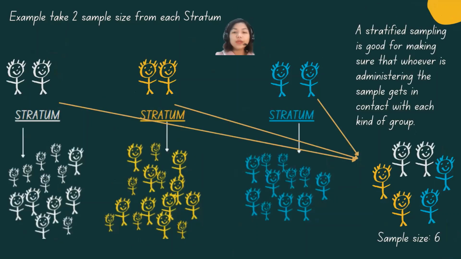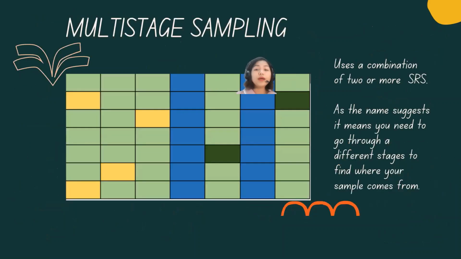Okay. So now, a stratified sampling is good for making sure that whoever is administering the sample gets in contact with each kind of group. Right? So, si researcher, kailangan niyang i-meet itong mga tao na nasa stratum na ito. I-meet niya din itong mga tao nasa stratum na ito. At the third stratum, the researcher also needs to meet these individuals.